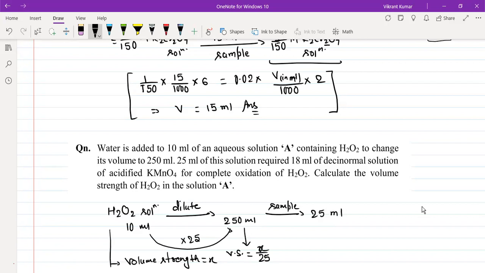Now you are taking a sample. Will the concentration change? No. When we take a sample, it doesn't change, right? And that's why for this solution the volume strength is still, if the initial was X, still remaining X by 25. Is it okay? Is that point clear? Any doubt up to this point? Check, if you have a doubt anywhere, ask. Just because I scolded you doesn't mean you shouldn't ask. If you have a doubt, ask.